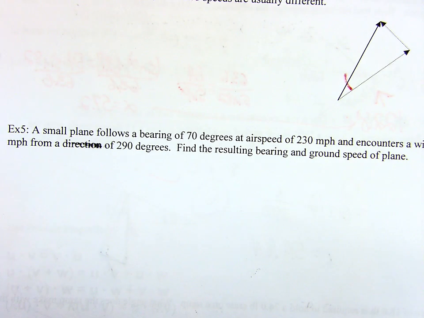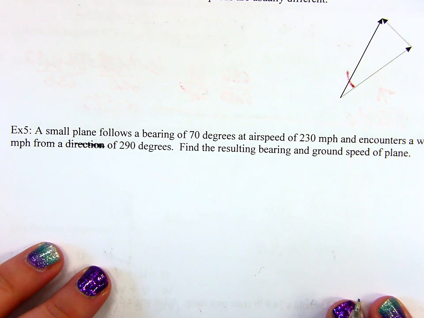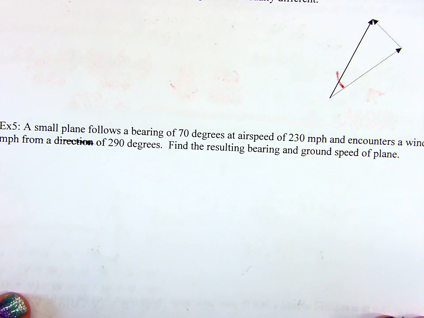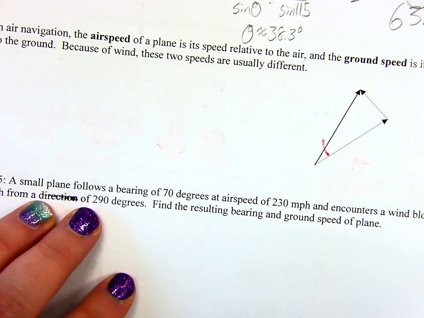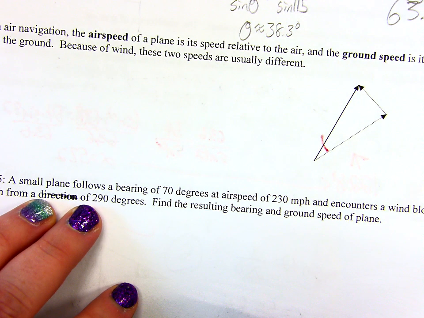Okay, so let's see how we can figure this one out. Example 5, we have a small plane. It's following a bearing of 70 degrees at an airspeed of 230 miles per hour. It encounters a wind blowing at 25 miles per hour at a direction of 290. So now I want to figure out where is my plane going, what bearing is it on, and how fast is it going in relation to the ground. Let's start with our plane, going along 70 degrees.